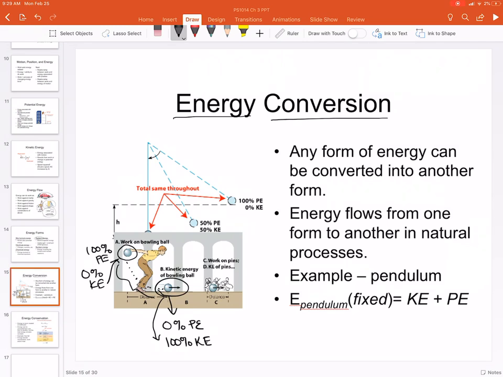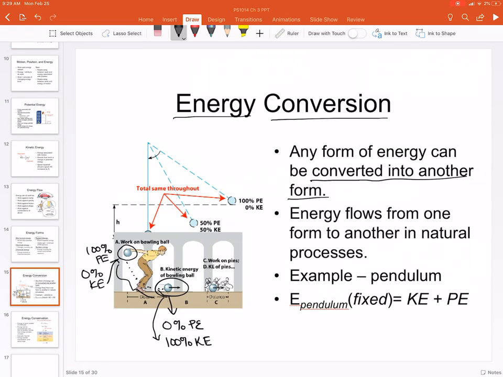And what I mean by that is that there is just so much energy in the universe. There's just a certain amount. And it's not created, it's not destroyed, it's just converted into another form. So like in this particular case, the bowling ball is converted from potential energy to kinetic energy. Guess what? Eventually that bowling ball is going to stop. So it's not going to have any kinetic energy anymore.